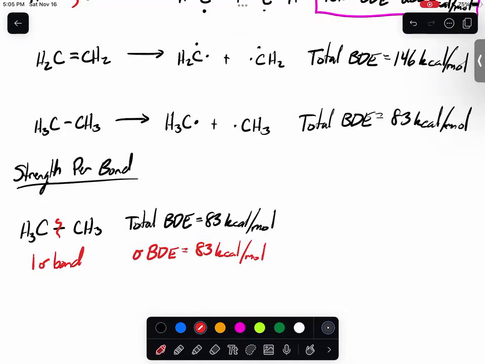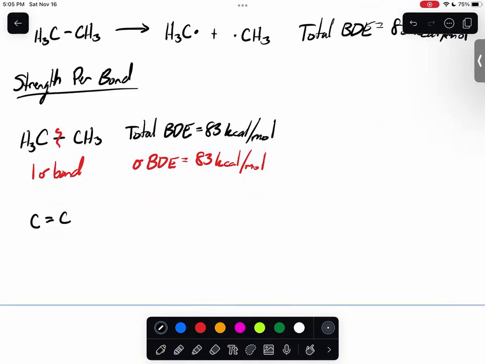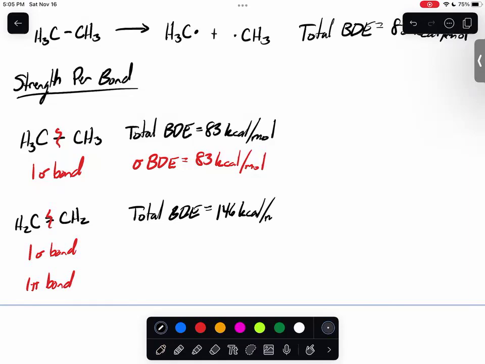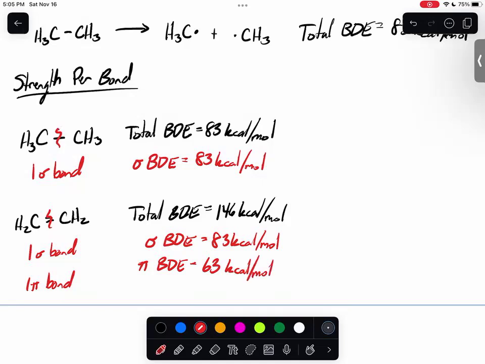If we take this same idea and apply it to our alkene, what will we find? Well, we're breaking one sigma bond and one pi bond. So whenever we look at the total BDE here of being 146 kilocalories per mole, we can extrapolate from the idea that we just said the sigma BDE happens to be 83 kilocalories per mole. And now with that idea in mind, we can figure out the actual energy of the pi bond. So the pi bond BDE in this case actually runs up to be 63 kilocalories per mole, because that's just 146 minus 83. So in reality, when we're talking about these pi bonds, the pi bond is far weaker than the sigma bond.